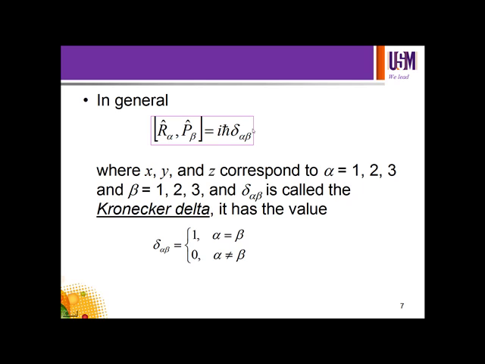The delta subscript alpha beta is called the Kronecker delta. It has the value of delta alpha beta equal to 1 if alpha equals beta, and equal to 0 if alpha is not equal to beta. That means here it is the same component, referring to the same axis, and here different components or different axes. So we have to memorize that whatever position operators multiplied with momentum operators, if they refer to the same component, it should be i h bar. If the commutator refers to different components, it should be 0.